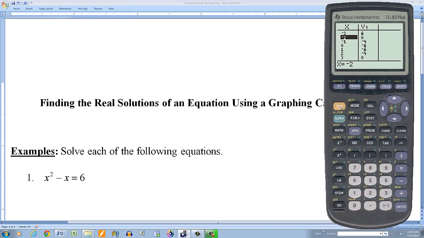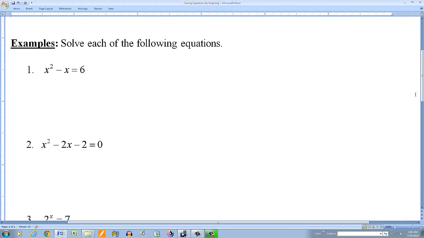Now this works out nicely in this particular case because the answers are integers. That's not always going to be the case. So let's look at the next equation. X squared minus 2x minus 2 is equal to 0. Now this one can be solved using the quadratic formula. The first one could have been solved by factoring. There are other methods you can use, but in this case I'm emphasizing the graphing calculator.